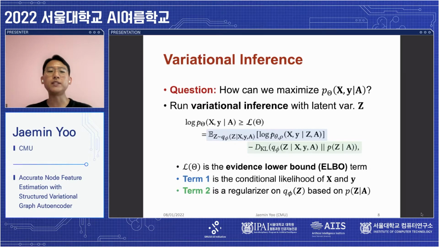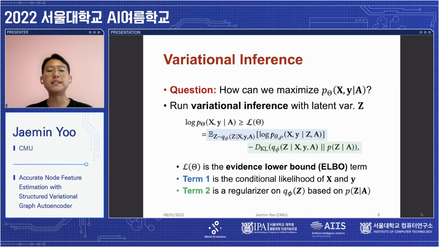As our main approach, we run variational inference with introducing latent variables Z to maximize the likelihood. This variational inference allows us to rewrite the log likelihood term with the evidence lower bound, or ELBO term, which is represented as this equation. This ELBO term consists of 2 other terms, which are colored as blue and green respectively. The first blue term is the conditional likelihood of features and labels, and the second green term is a regularizer on the parameterized distribution of Z based on the prior distribution.